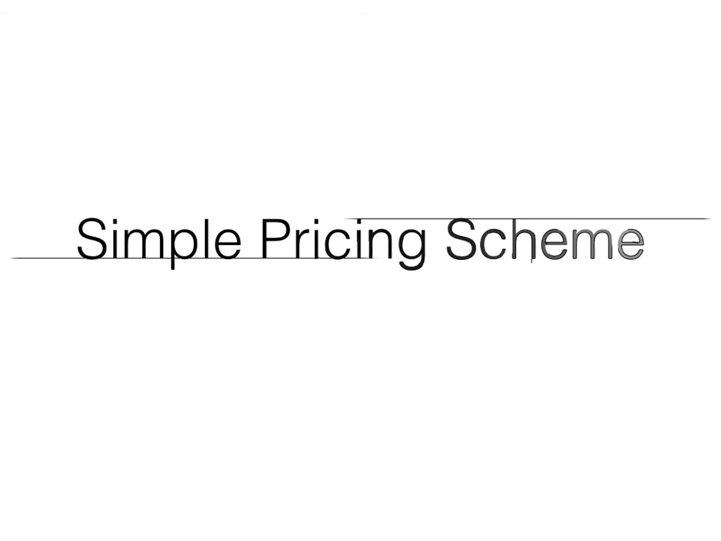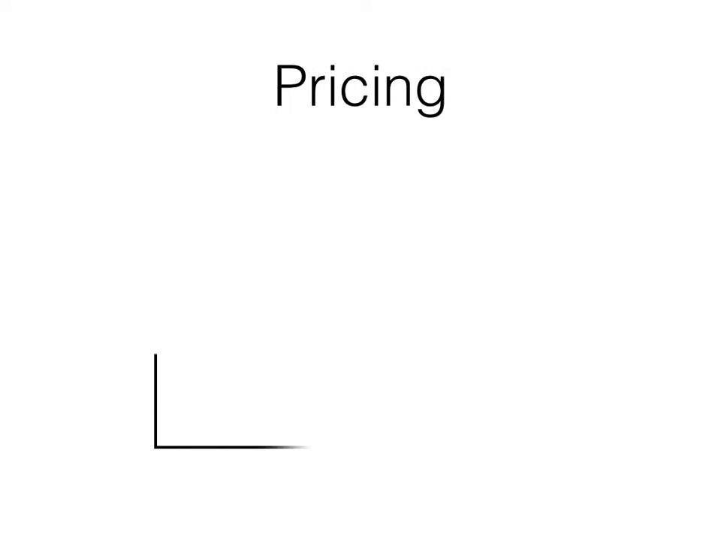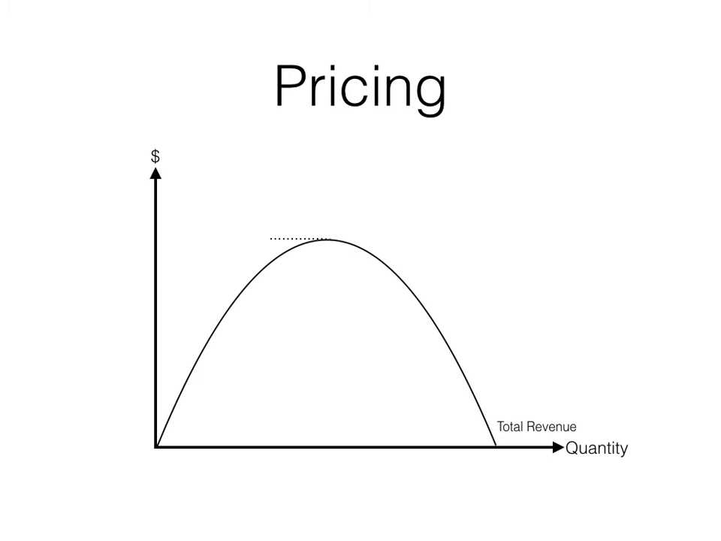Now that we looked at markets, we're going to take a look at some pricing schemes, and the first one we'll look at is a very simple pricing scheme, and that involves pricing a single good at a single price. And let's begin by looking at total revenue first.